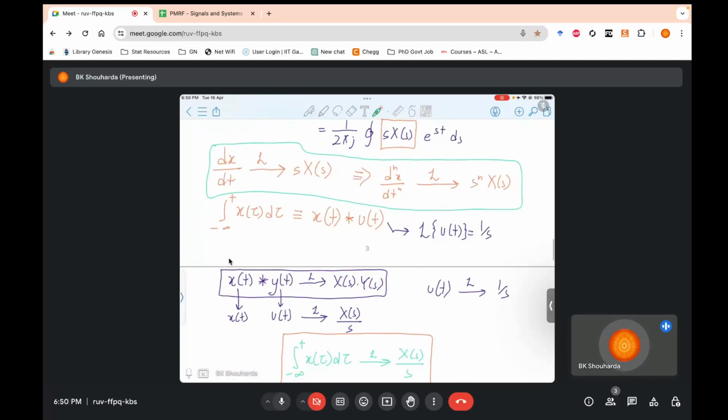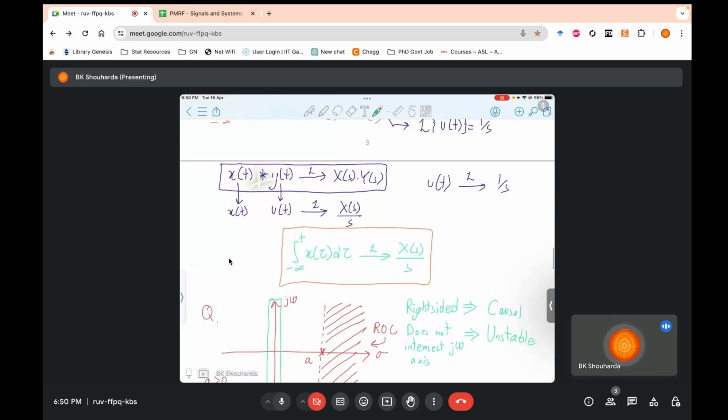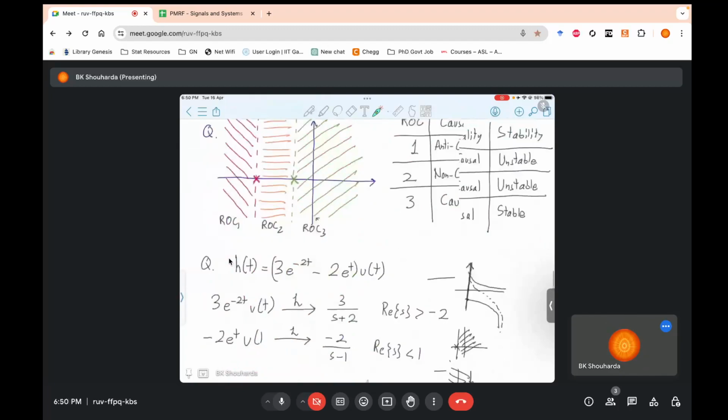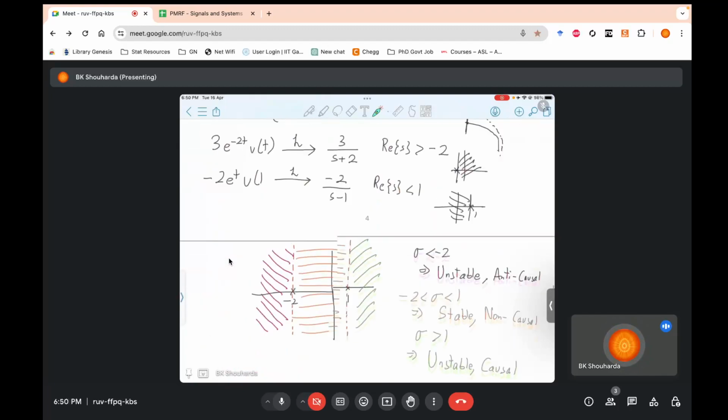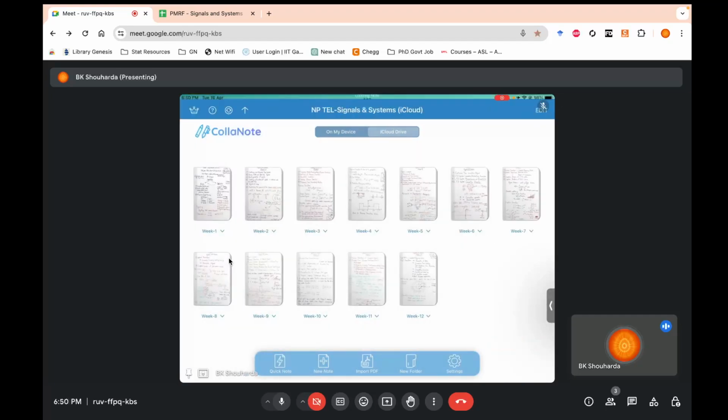So you have extensions of all the properties of the Fourier transform in the Laplace transform. So I'm not repeating that. Convolution in time domain becomes multiplication in frequency domain. Just repetition of the causality and stuff like that. Week 9.